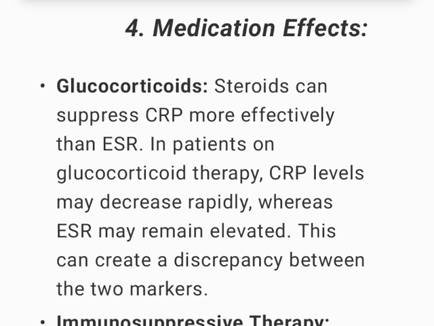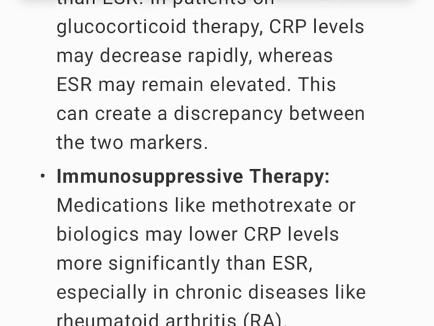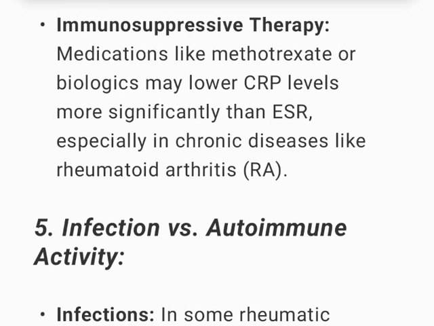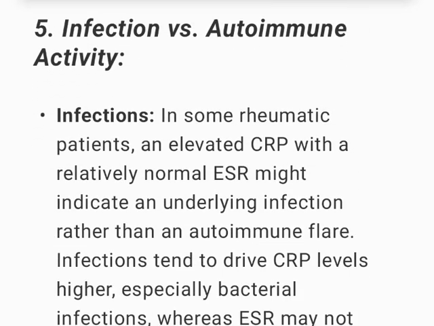Number 4. Medication effects. Glucocorticoids. Steroids can suppress CRP more effectively than ESR. In patients on glucocorticoid therapy, CRP levels may decrease rapidly, whereas ESR may remain elevated. This can create a discrepancy between the two markers. Immunosuppressive therapy. Medications like methotrexate or biologics may lower CRP levels more significantly than ESR, especially in chronic diseases like rheumatoid arthritis, RA.